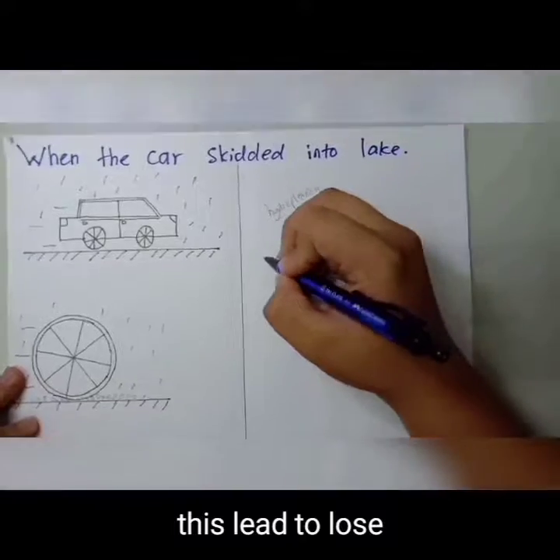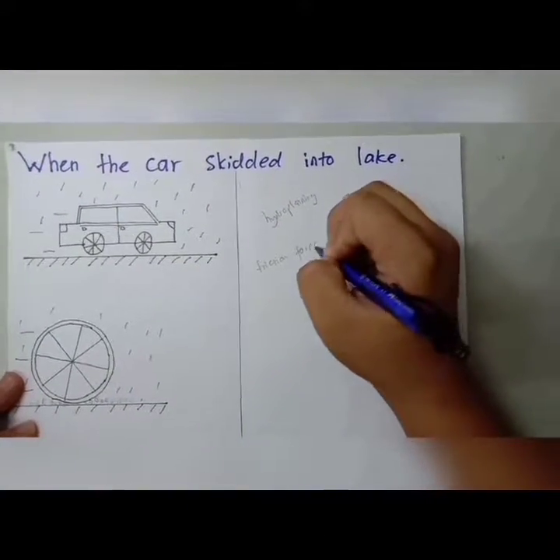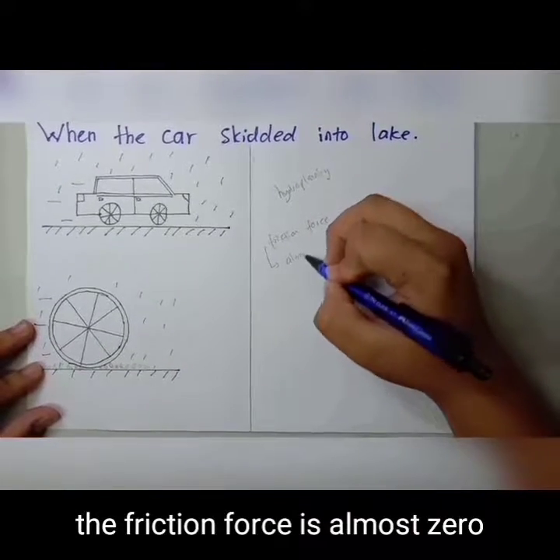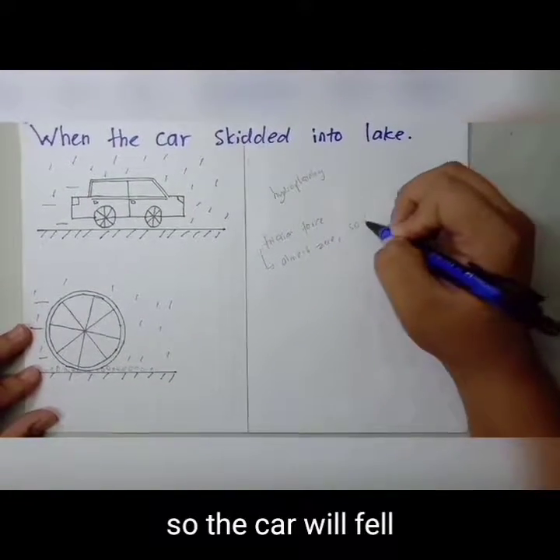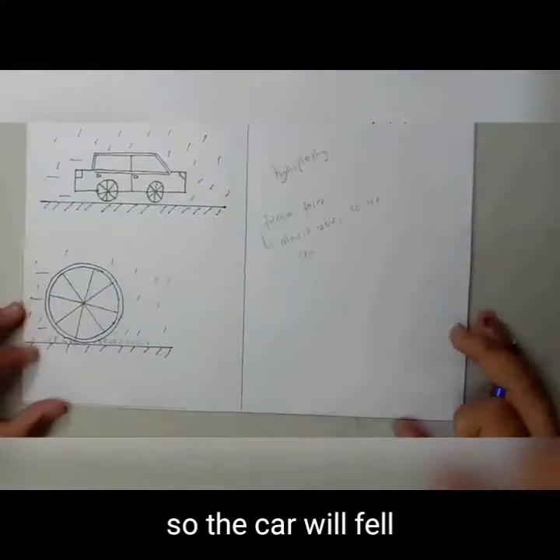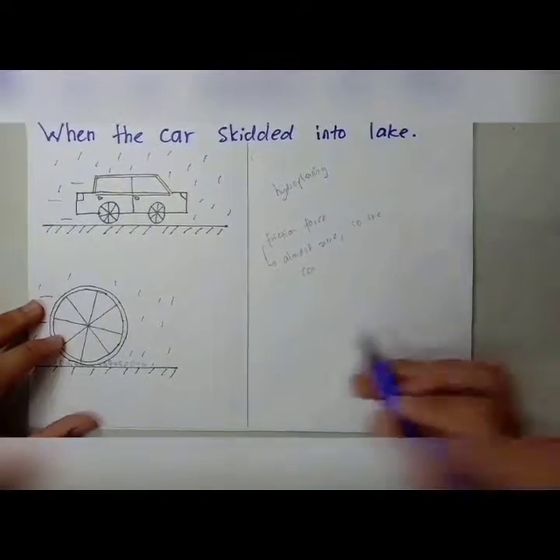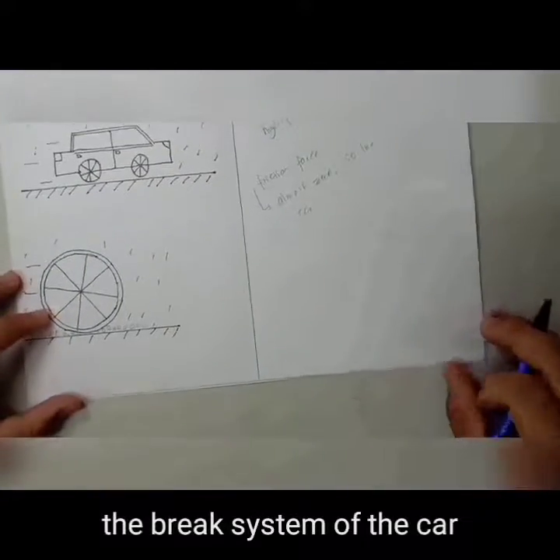This leads to a loss of friction force between the tire and the road. So we know that if the friction force is almost zero, the car almost failed to brake itself from the high speed. Let me explain further about the brake system of the car.